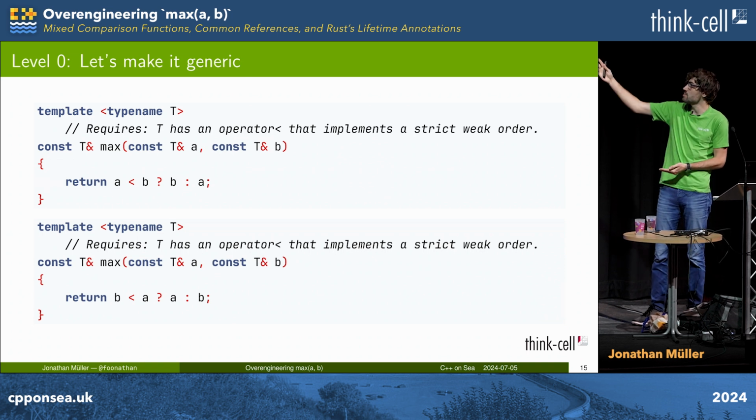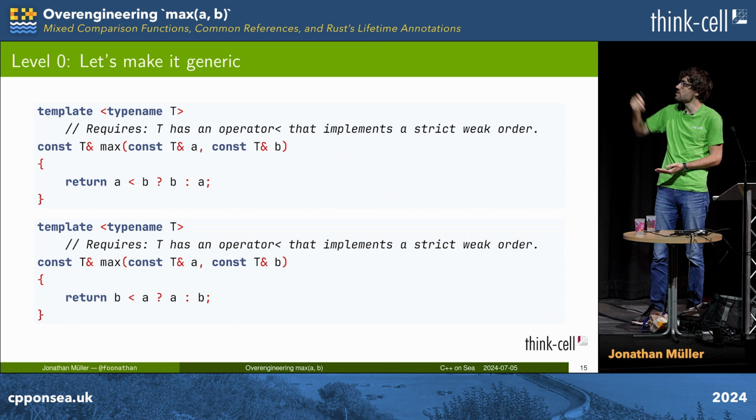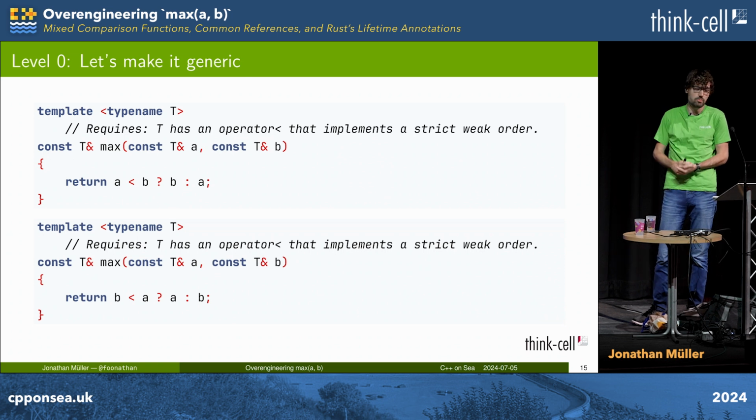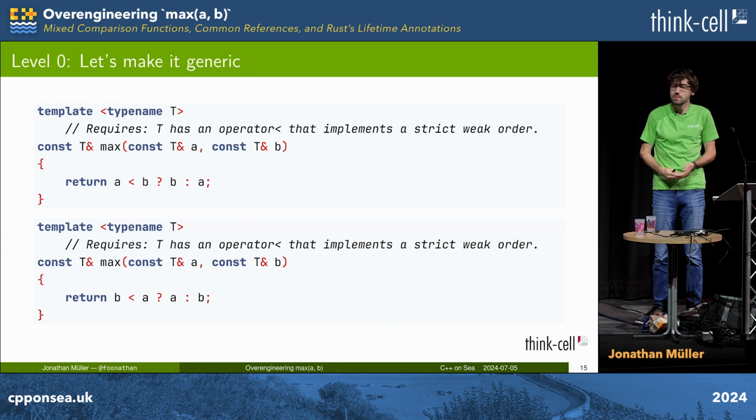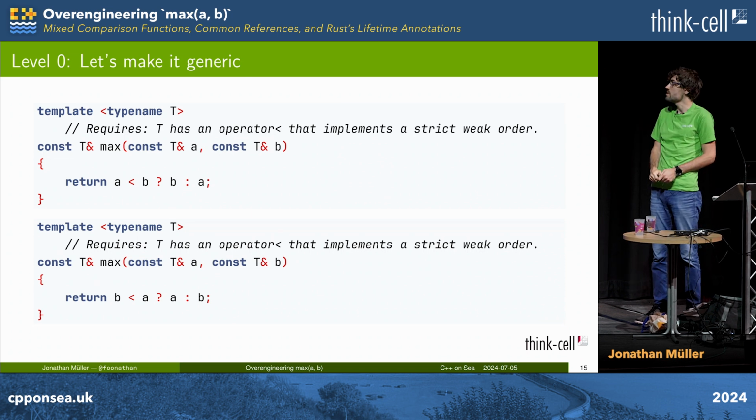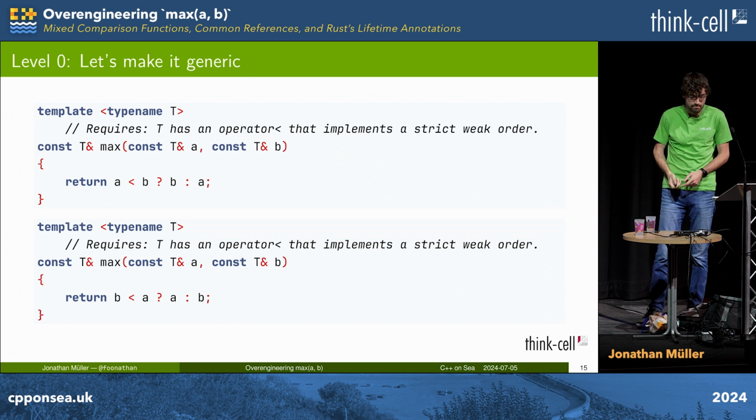But std::max goes with the first version, so when equivalent, they return the first element. So let's just stick with that for now. And so now we've essentially implemented std::max. The first version is exactly what std::max does, but I'm 7 minutes into this talk, so we are far from done.